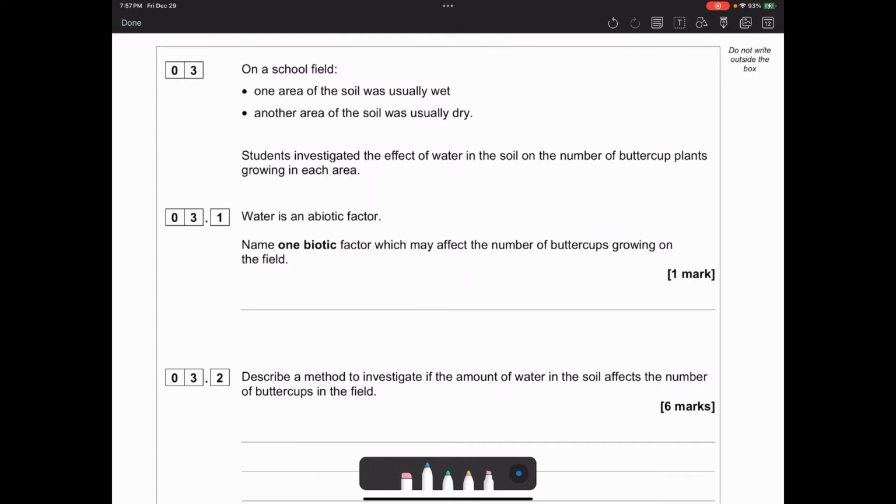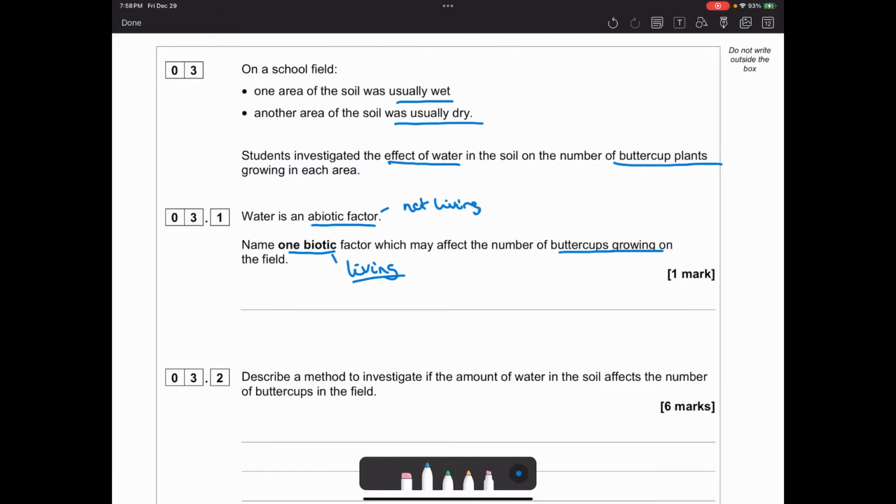On a school field, one area of the soil was usually wet, another area of the soil was usually dry. Students investigated the effect of water in the soil on the number of buttercup plants growing in each area. Water is an abiotic factor. Abiotic, not living factor. Name one biotic factor. So this is a living factor that may affect the number of buttercup plants growing on the school field. So again, it's got to be a living factor. So what actually might it be that affects the number of buttercups?